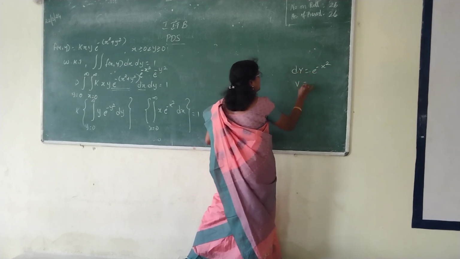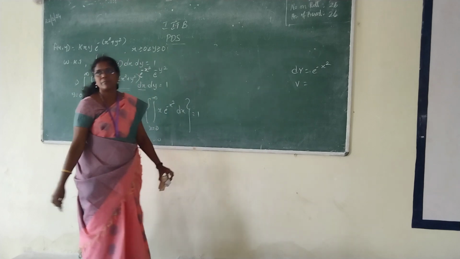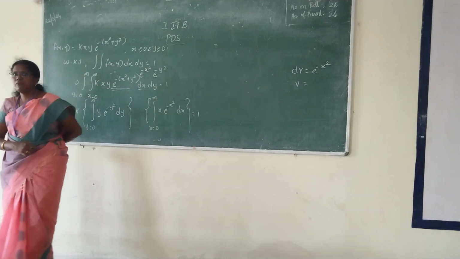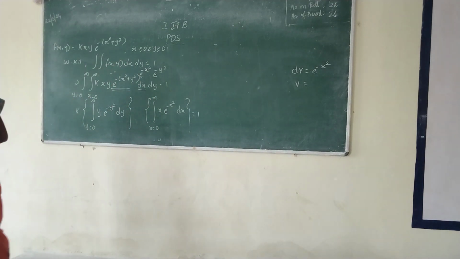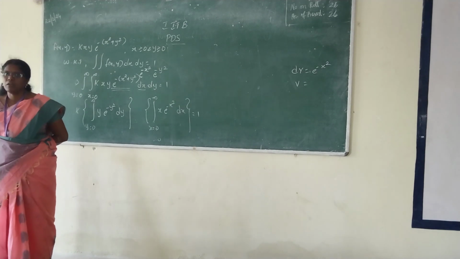So you need v. Tell me what is v from this one. What is the integral of e power minus x square? We have the integration formula only for the linear term. e power minus x is minus e power minus x. You don't have the formula for a square term or cubic term. So you can't solve this one using Bernoulli's formula.